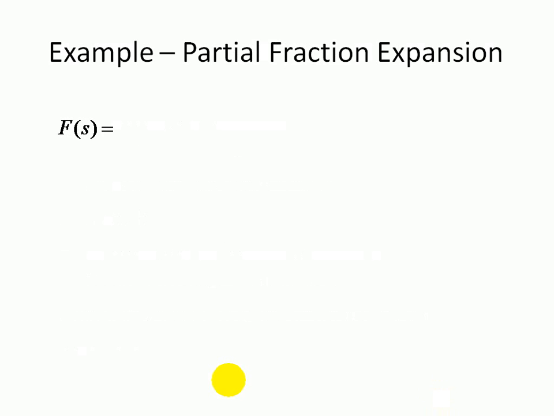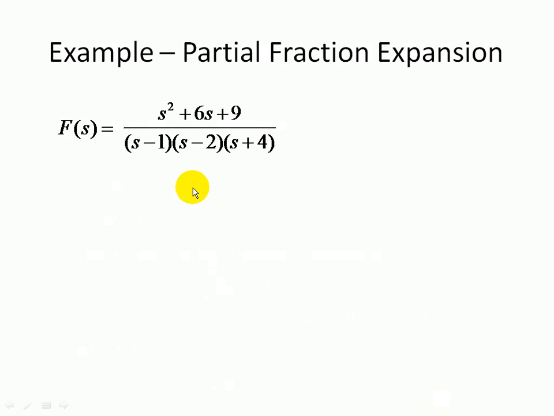So here's an example of partial fraction expansion. Here we have a polynomial f of s given as s squared plus 6s plus 9 in the numerator, and s minus 1 times s minus 2 times s plus 4 in the denominator. And I'll show you in Matlab how we can multiply these roots of 1, 2, and negative 4 to form a polynomial, and that will be used to find the coefficients associated with the partial fraction expansion.